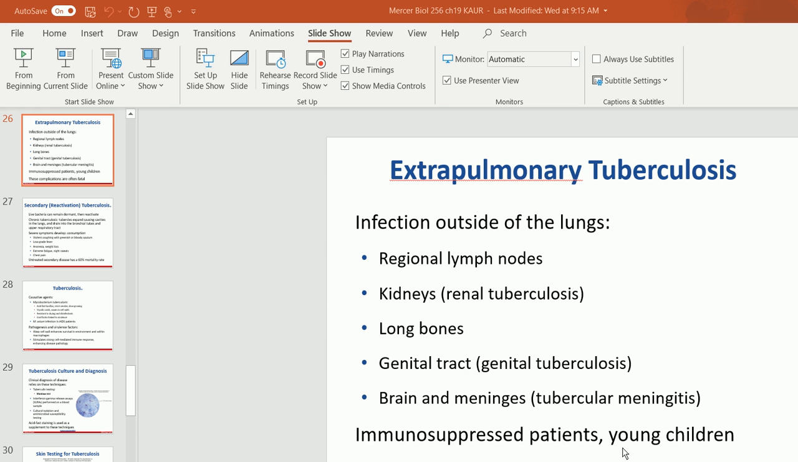So we were at this slide and we were talking about tuberculosis, which can be extrapulmonary. This infection can go to kidneys, it can go to bones, it can go to genital tract, it can also go to brain and meninges.